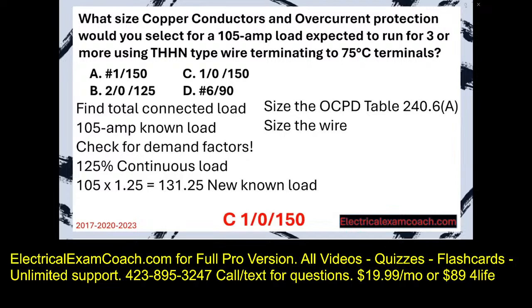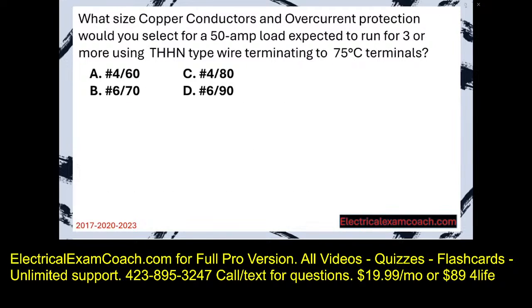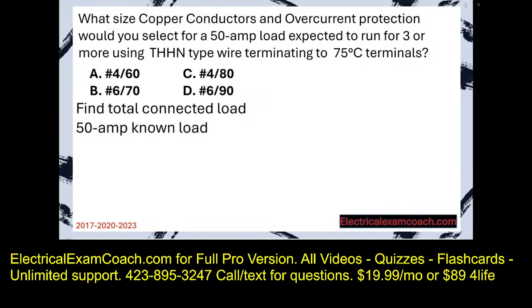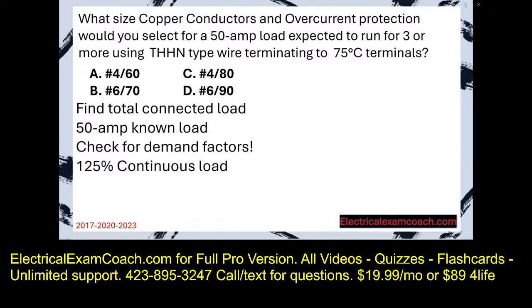Let's get to it. What size copper conductors and overcurrent protection would you select for a 50 amp load expected to run for 3 or more hours using THHN type wire terminating to 75 degrees C terminals? Step 1, we're going to find the total connected load. Our starting known load is 50 amps, but we must check for demand factors. We see that it's a continuous load, so we're going to have our 125% rule. We take our starting known load, multiply it by 1.25, and that gives us a new known load of 62.5.